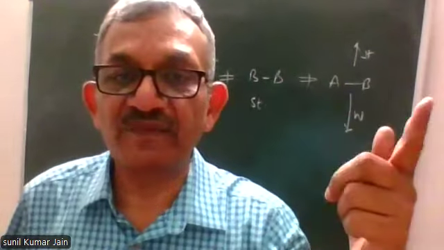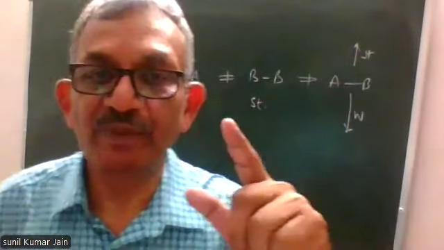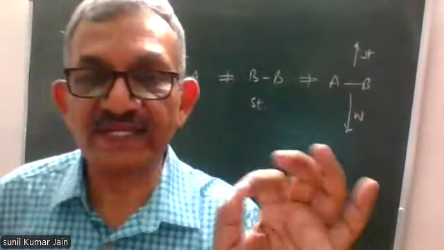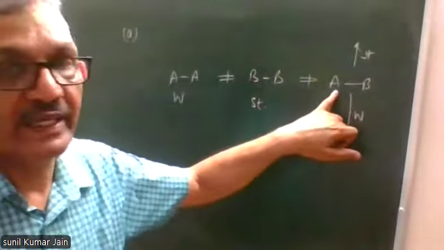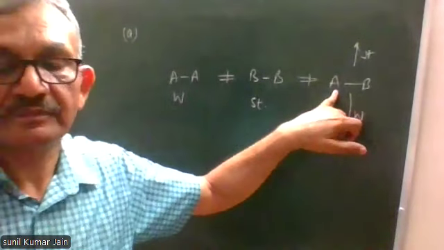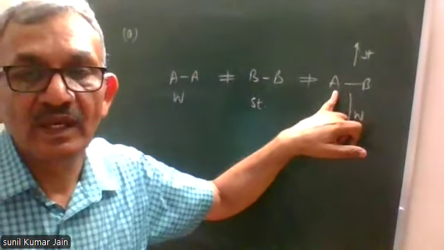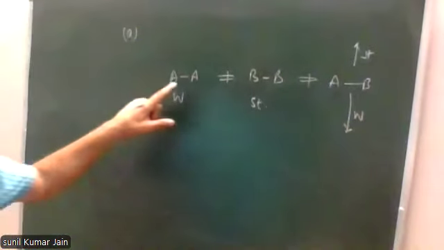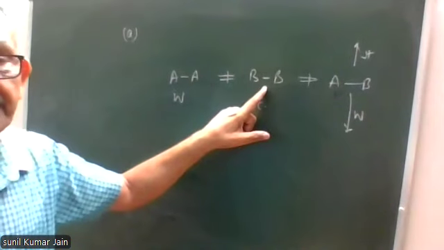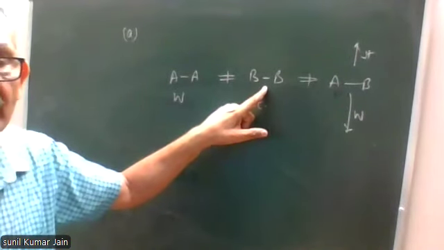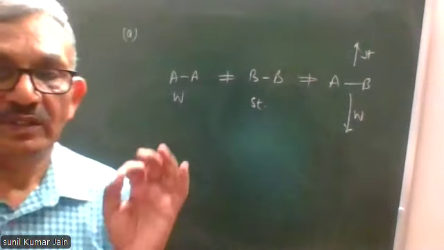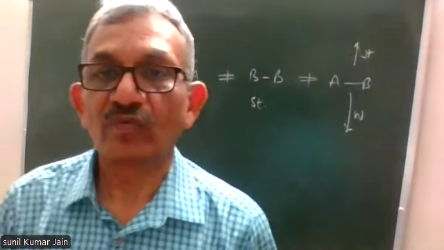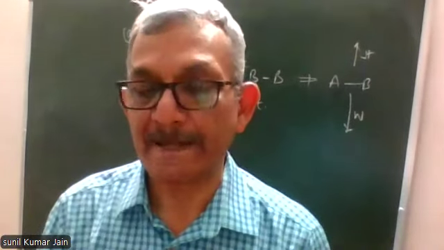Now, when will partial vapor pressure be more? It will be more when attractions become weaker. And in such cases, AB attractions formed are weaker than AA and BB attractions, due to which their volatility increases.